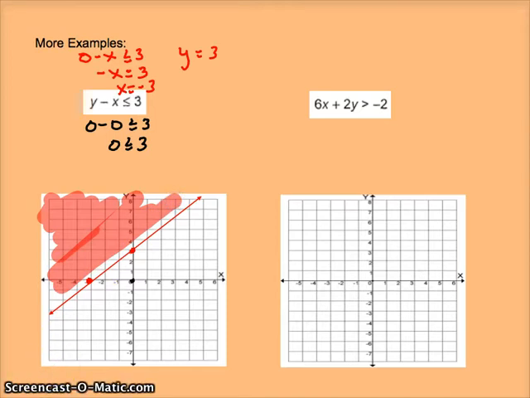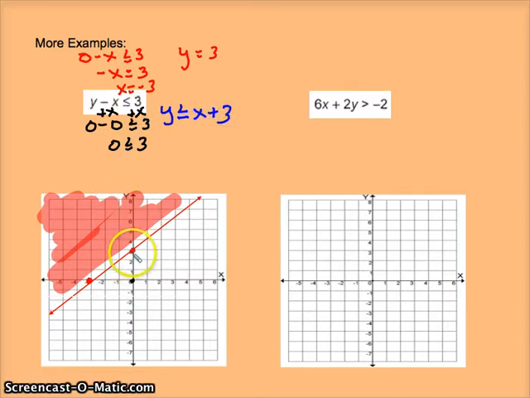Now, what if I wanted to use slope-intercept form? I need to get y all by itself. So to do that, I would go ahead and add x to both sides. In blue, I'll write the equation in slope-intercept form. It would be y is less than or equal to x plus 3.